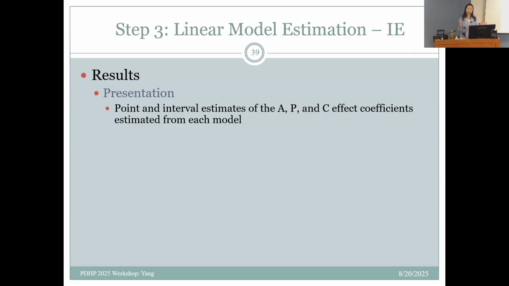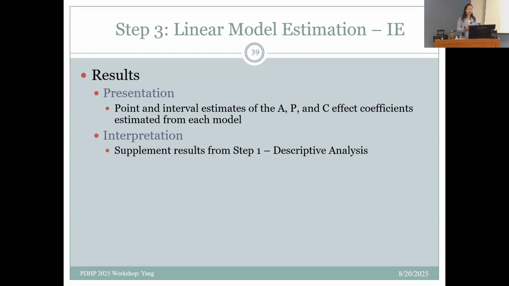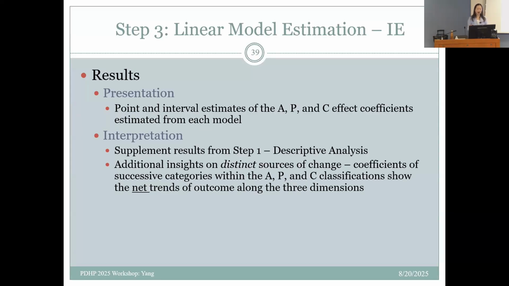So after you get the output, right, how do you present the results? It's the same as any GLM model applications. You get the point and interval estimates of effect coefficients estimated from these models, and they're interpreted as they supplement results from your step 1 descriptive analysis. What's different here is that it offers additional insights on the distinct sources of change. Like I said, descriptive analyses are useful, but they are only qualitative. So the actual quantitative determination of these effects will have to rely on regression. So this is what this does.